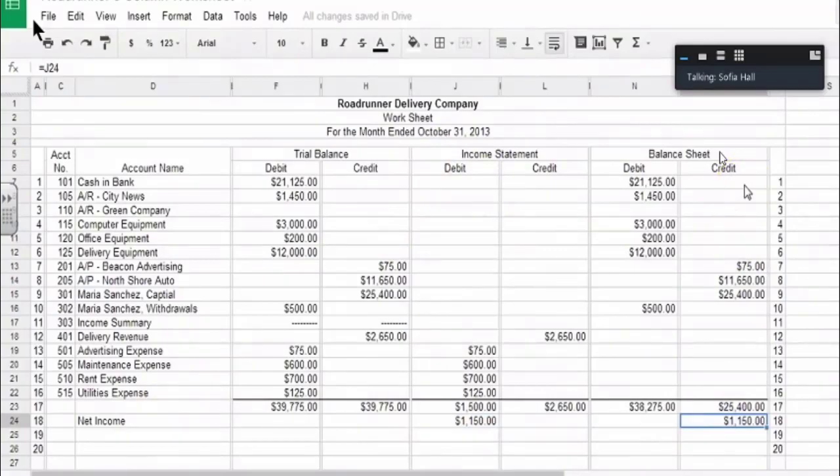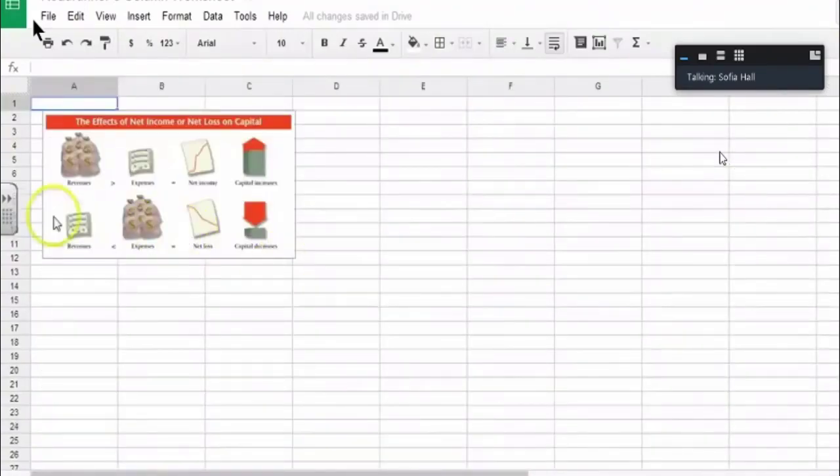Now, why do I put it on my balance sheet? Let me tell you why. I'm going to click over here to my second tab, and I'm going to look at the effects of net income or net loss on capital. Basically, we said that net income is revenue minus our expenses, okay? Revenue and expenses are typically temporary accounts, right? During the month, we consider them to be temporary. Well, at the end of an accounting cycle, we transfer those over to our capital, okay?